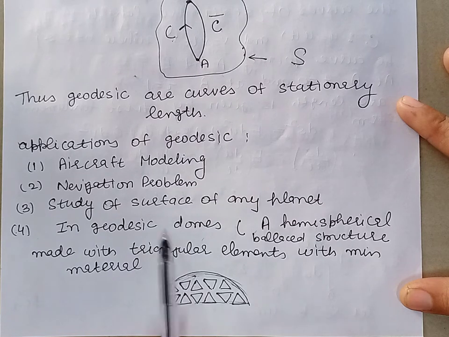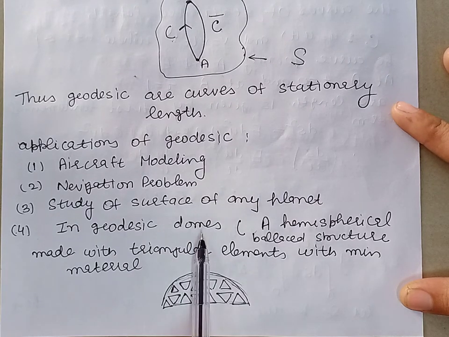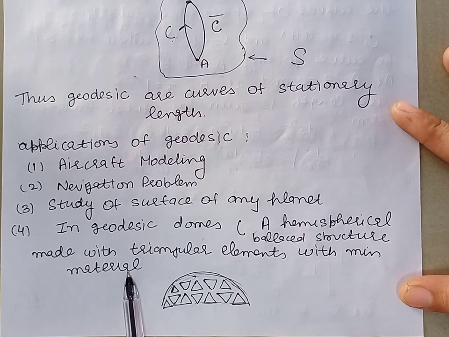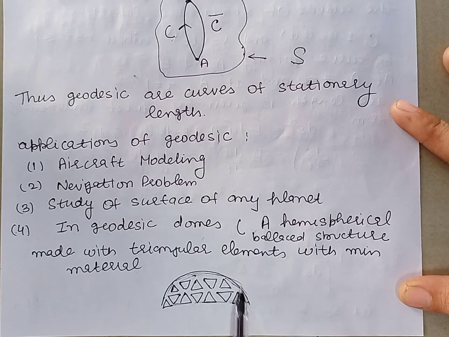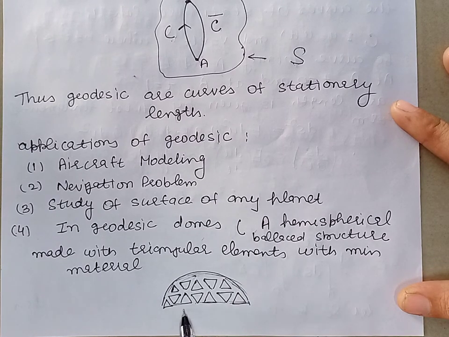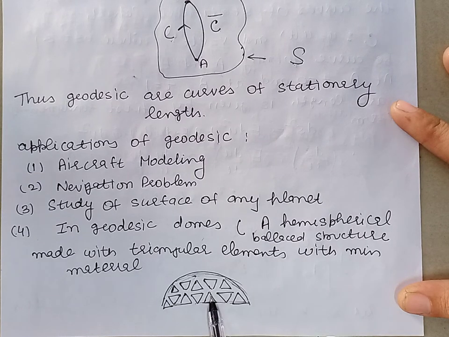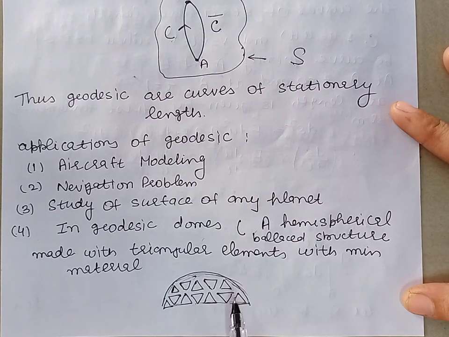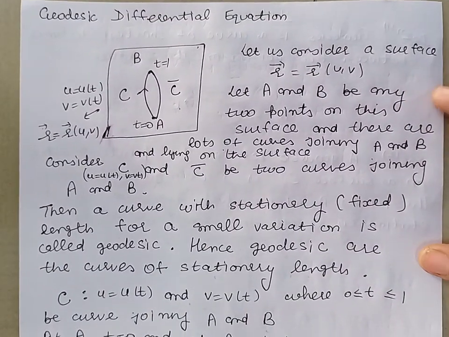Geodesic domes are hemispherical structures which are made with triangular elements with minimum material. You can see this is a hemispherical structure made with triangular elements, and such domes are constructed with minimum material. Generally these are used in the construction of auditoriums, shelter homes, etc. Now we will find the differential equation of geodesics.